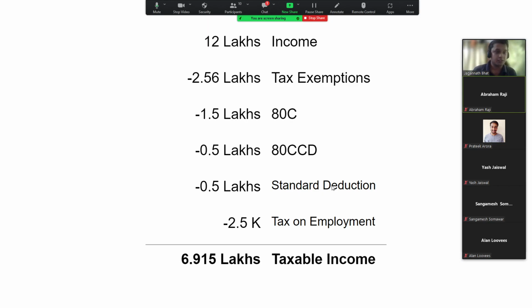Apart from this, there are certain things that are common for everyone. One is the standard deduction, which is there for everyone. It's a flat tax deduction of 0.5 lakhs. And then there is tax on employment. I think it differs based on which state you work in. This tax is taken by the state government, and they can take up to 2.5K. It doesn't go above this amount. So these things can also be claimed as tax deductions, and now our taxable income becomes 6.915.